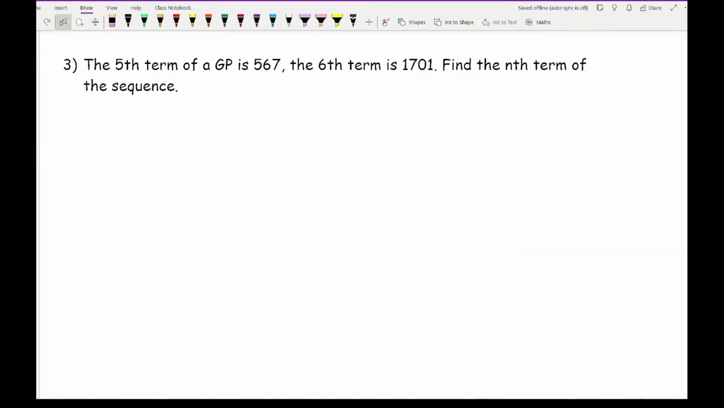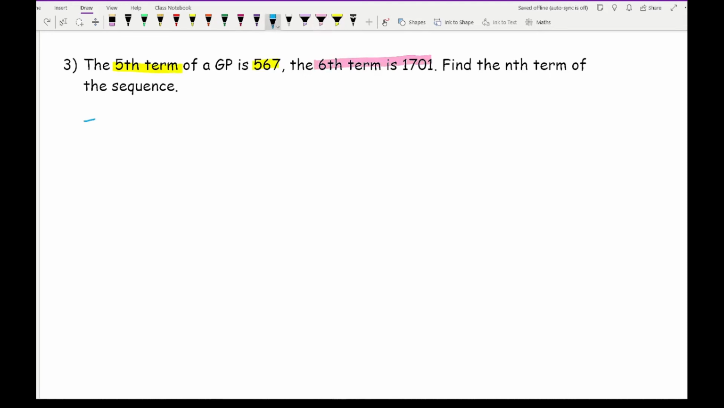So looking at our third example, the question says that the fifth term of a GP is 567 and the sixth term is 1701, and the question is asking me to find the nth term of the sequence. So in terms of the information I've been given, I know that the fifth term is 567 and I know that the sixth term is 1701.